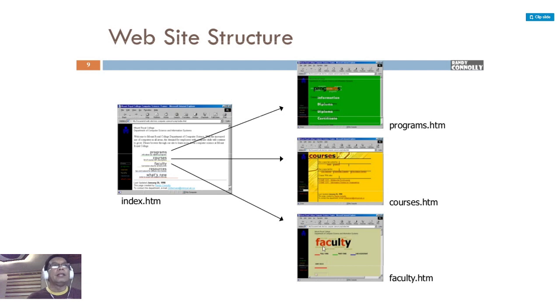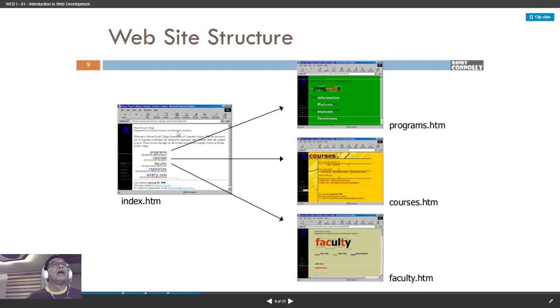To show that again in a diagram, we have here a web page, and a web page contains links. If you click on a link, it may open another file. If you click on programs, maybe it will open programs.html. If you click on courses, it will open courses.html. If you click on faculty, it will open faculty.html.